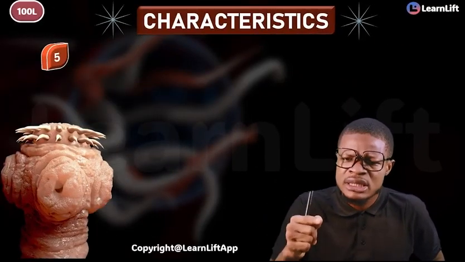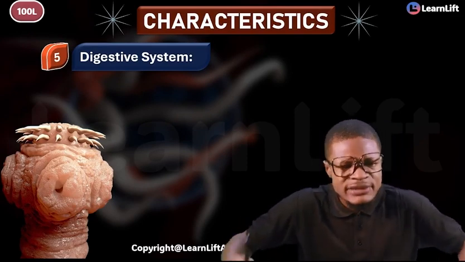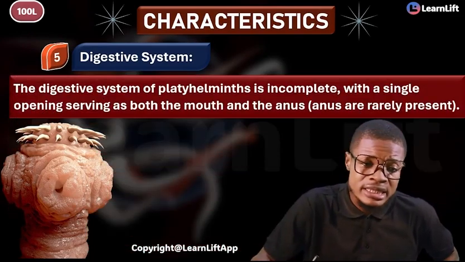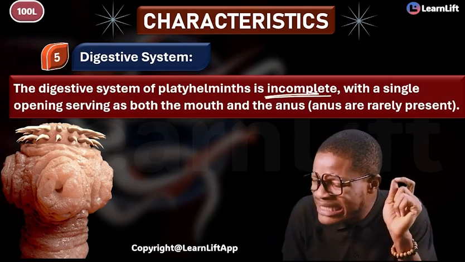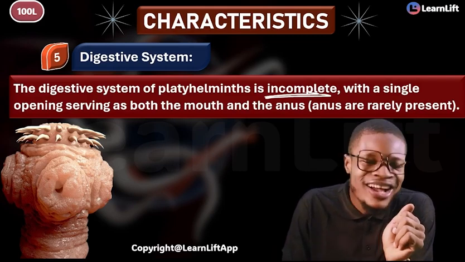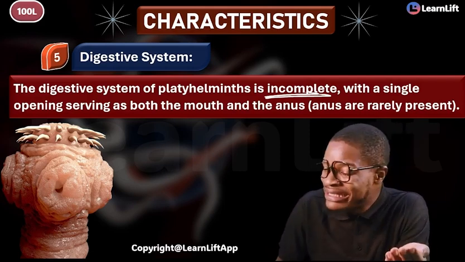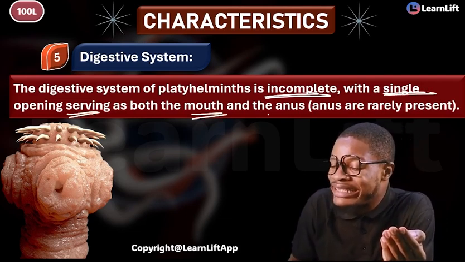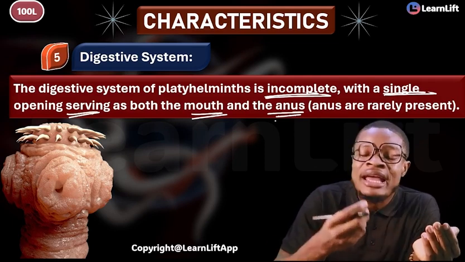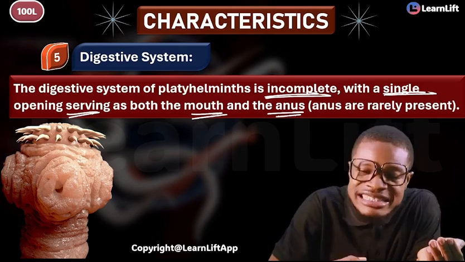We are going all the way to 17. Number 5, platyhelminthes, in terms of their digestive system, what can we say? Don't forget this, that the digestive system of platyhelminthes is incomplete. Is it complete? Or is it incomplete? It is incomplete. Why? Because it has a single opening that serves as both the mouth and the anus. So one opening. Imagine they will eat through that same mouth. That same mouth is what they will use to what? Excrete.